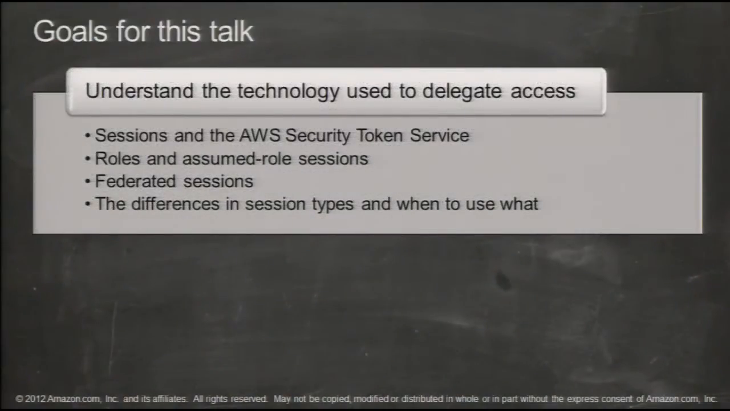So I want to go through some of the goals for this talk. Really, the two things I want to get through. First is an understanding of the technology used to delegate access. Specifically, we're going to be talking about the Security Token Service. I'm going to be calling that STS for the next 49 minutes, and how you use roles to delegate access.